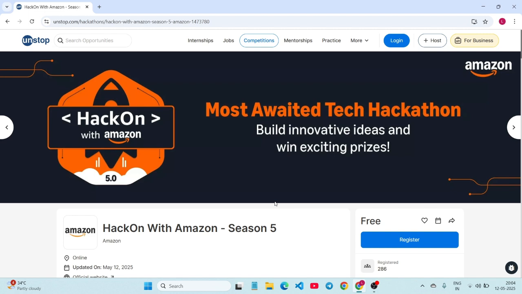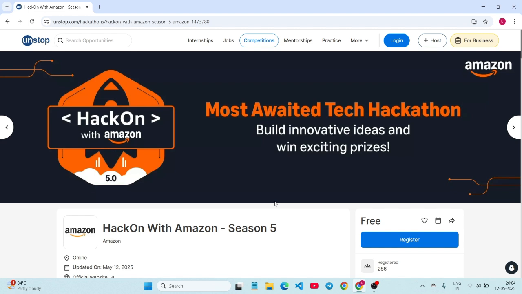HackOn with Amazon is an annual hackathon hosted by Amazon, aiming to foster innovation and problem solving among budding tech minds. It's a platform where you can showcase your coding prowess, collaborate with like-minded individuals, and potentially catch the eye of Amazon recruiters. This is a very good opportunity.